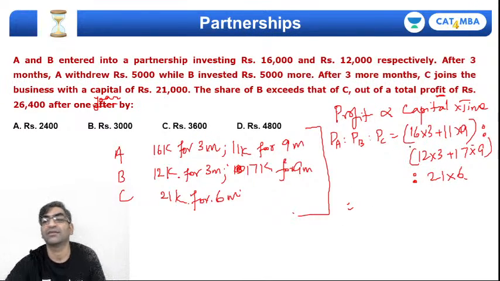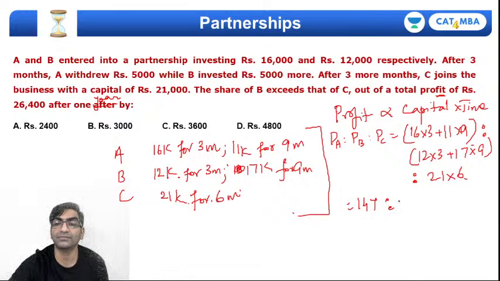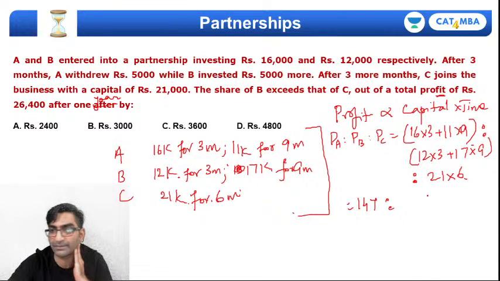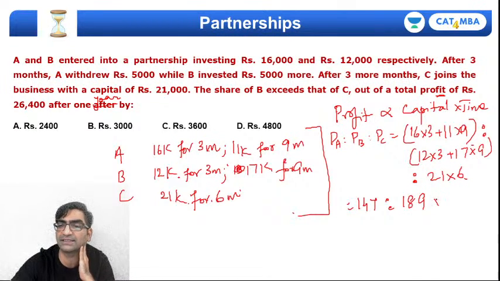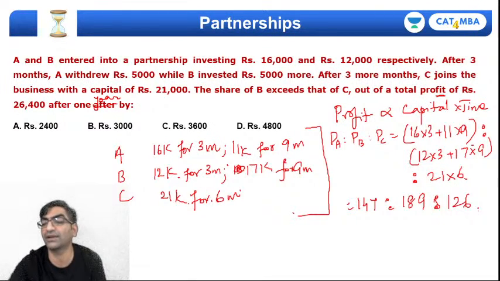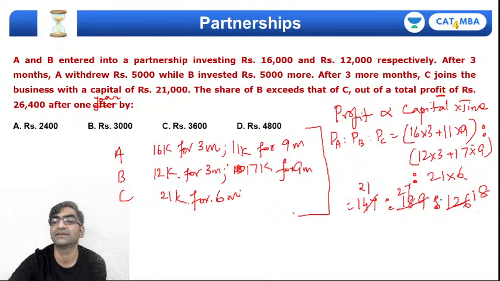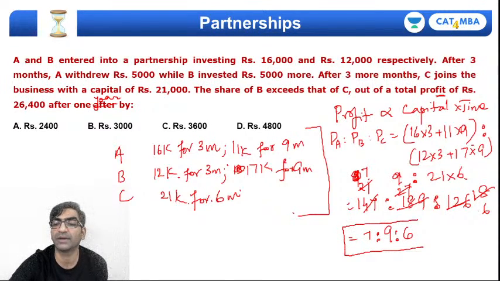Right? So let's simplify. 48 plus 99, 147. 36 plus 153, that's 189. And finally 21 into 6, that's 126. You can see that all of them are divisible by 7. 7 threes are 21, 7 twos are 14, 7 eighteens are 126. So 3 also can divide: 3 sevens are 21, 3 nines are 27, 3 sixes are 18. So my final ratio becomes 7 is to 9 is to 6. That's my profit sharing ratio.